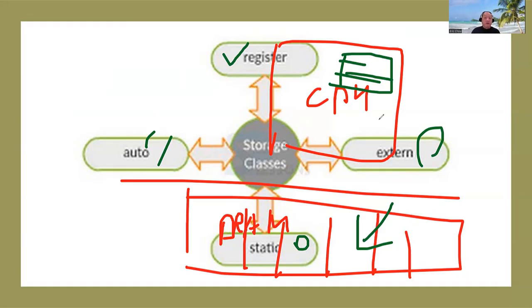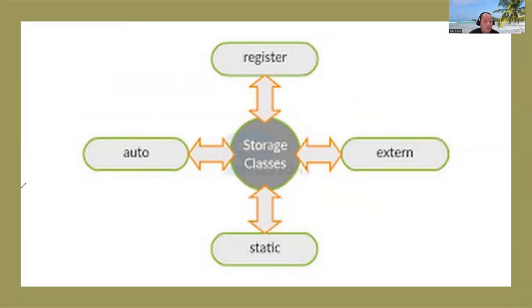Your DRAM is bigger, but your DRAM is slower. So these storage classes just tell you where your data will be stored and how it will be stored. That's called storage classes.